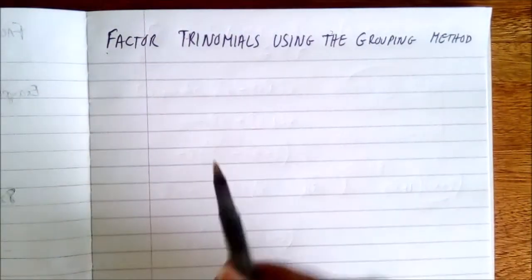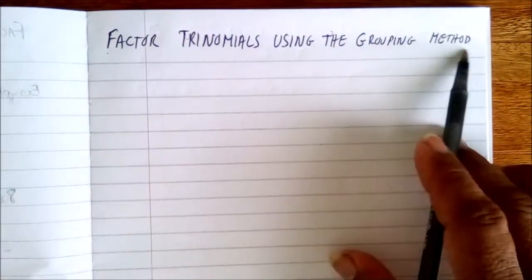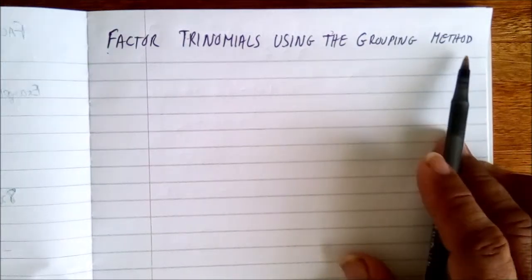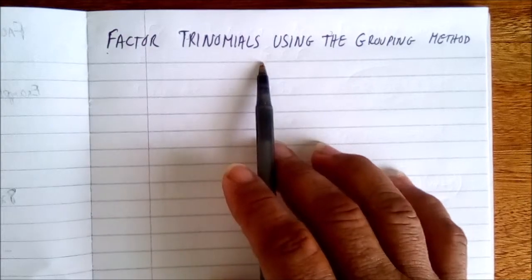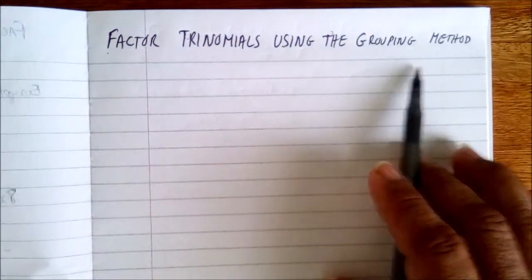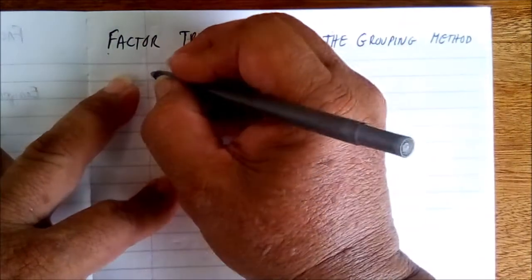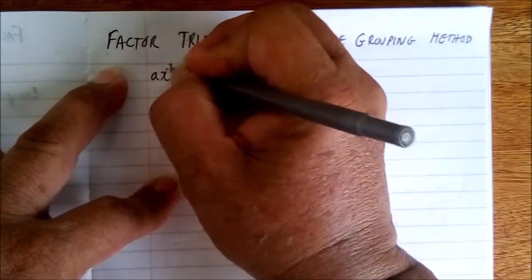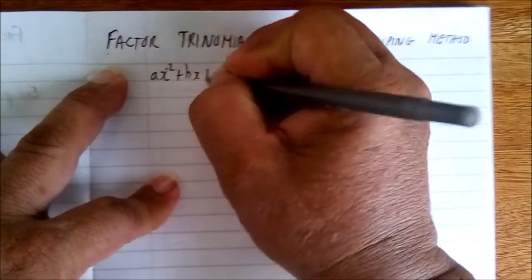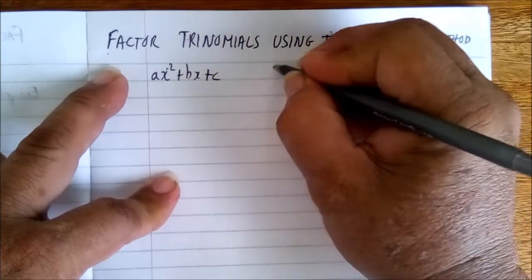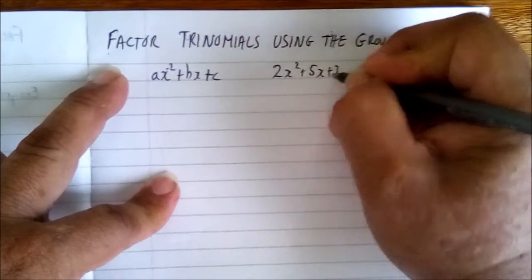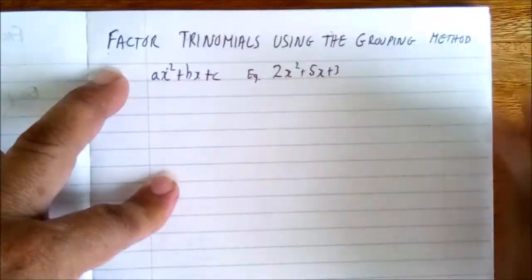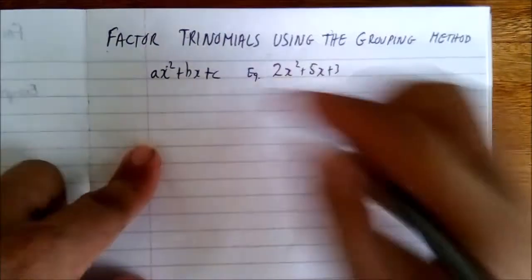Okay, in this one we're going to be factoring trinomials using the grouping method. Factoring by grouping can be used to help factor trinomials of the form ax squared plus bx plus c. For example, 2x squared plus 5x plus 3. This is just an example, okay? So we will proceed as follows.